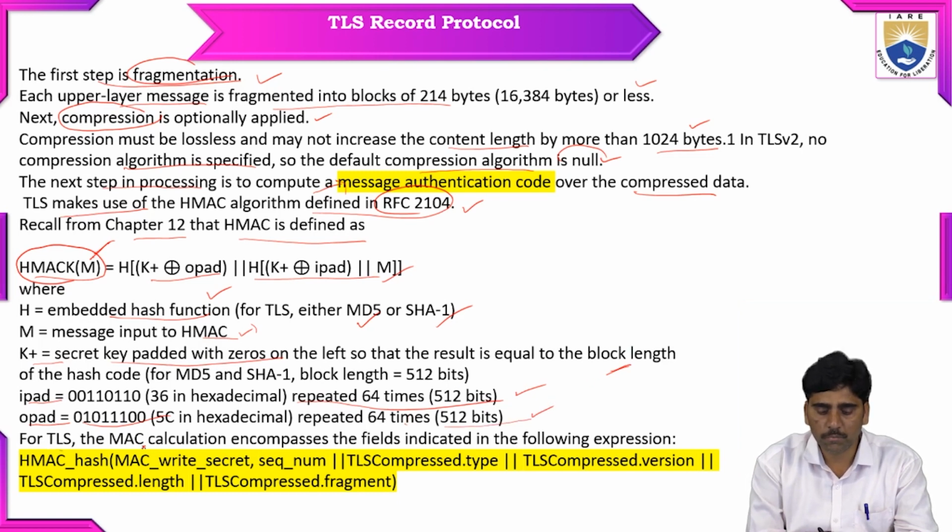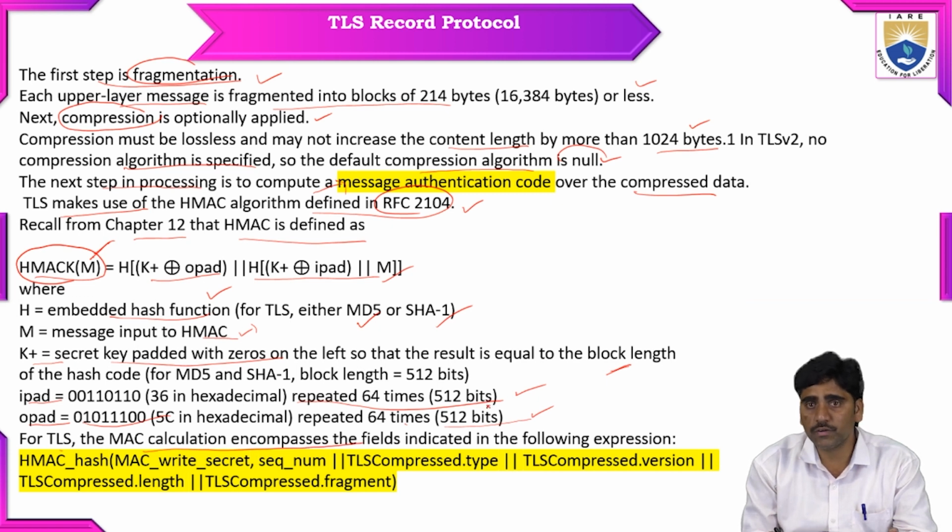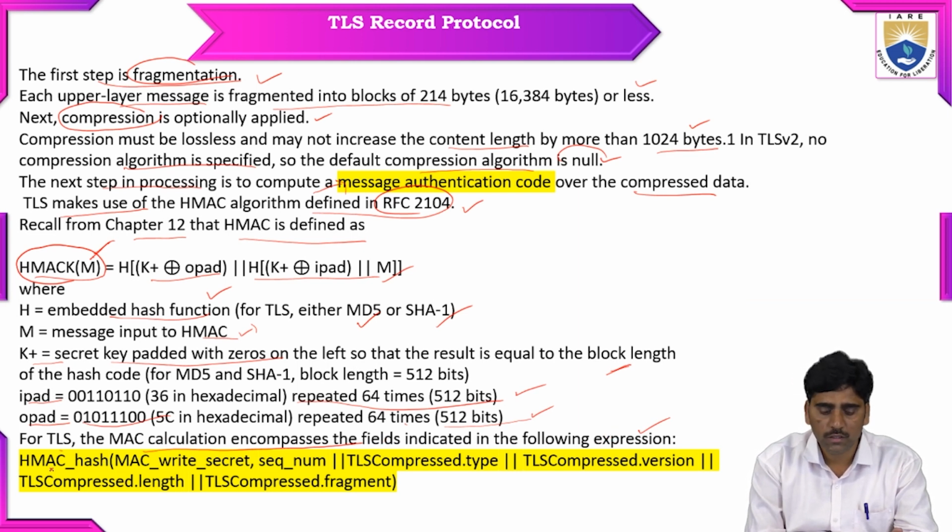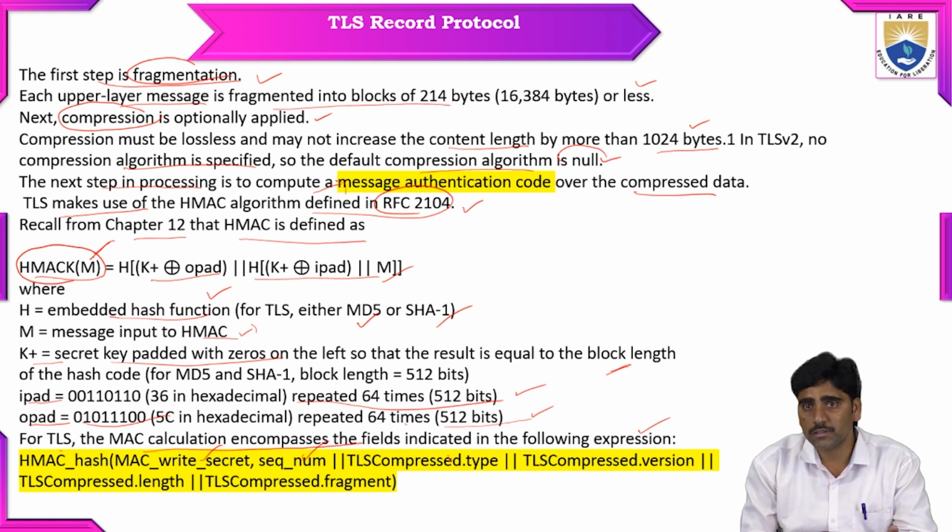And for TLS, the MAC calculation encompasses the fields indicated in the following expression. So what is the following expression? The hash authentication function, the hash function: HMAC_hash of MAC write secret, sequence number, TLSCompressed.type, TLSCompressed.version, TLSCompressed.length and TLSCompressed.fragment. So these are all the fields that hold the TLS connection and session parameters.